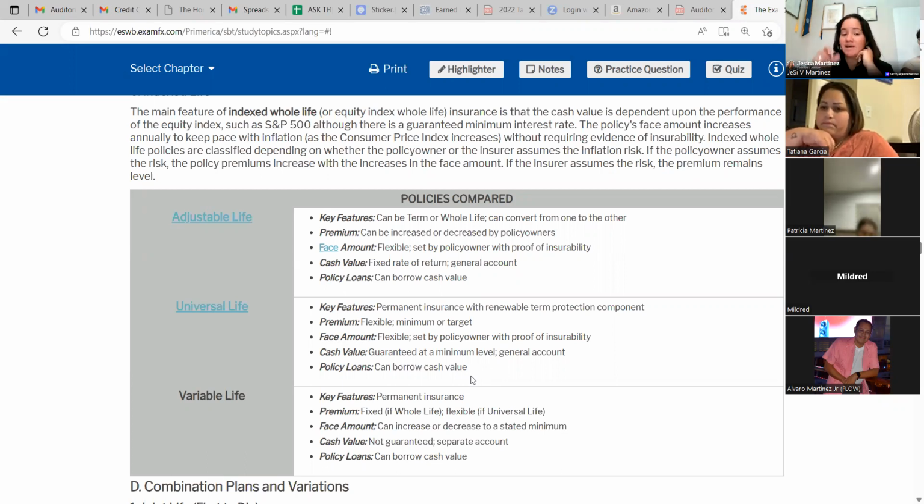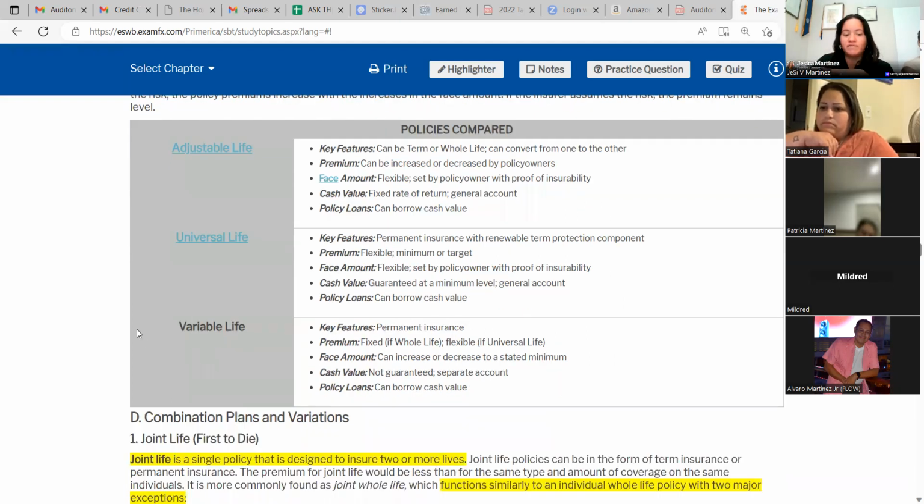If they talk about separate accounts, you know they're talking about a variable life. That's the one that has separate accounts, because since the return is not guaranteed, they need all that money separate to be able to see, hey, did you make money or did you lose money? So you need all that money in a separate account. A variable life is a permanent life insurance. It's fixed if whole life, and it's flexible if it's a universal one. So if you read flexible variable life, that's the universal.